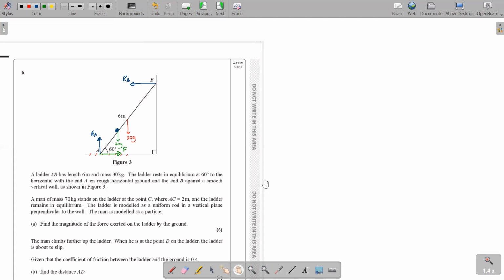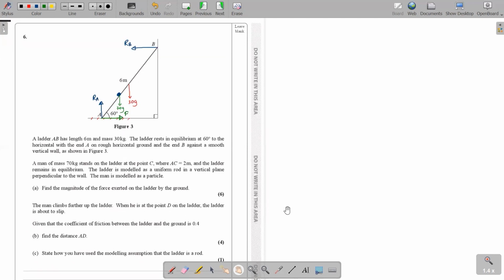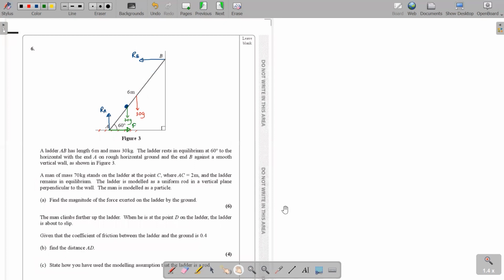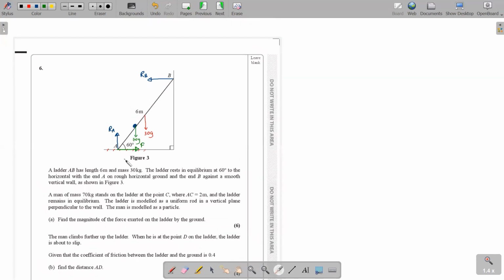And here, can we use the F equals mu R friction? Do you think I can use it here? No, because there's nowhere in this sum where they use the word limiting equilibrium, or say that the ladder is about to slip. Do we have any such words here? No. Therefore, the friction here is not the limiting friction. It's not the maximum friction. So we can't use F equals mu R.